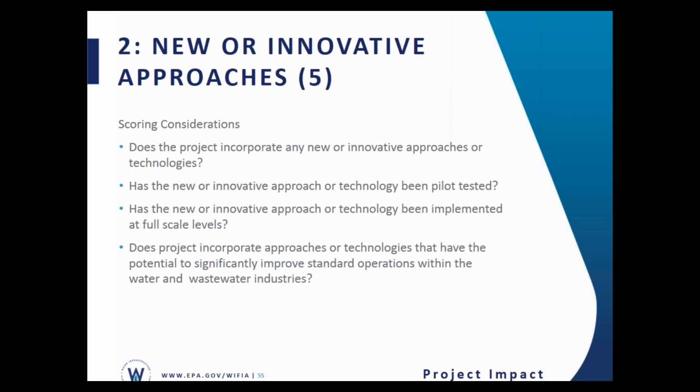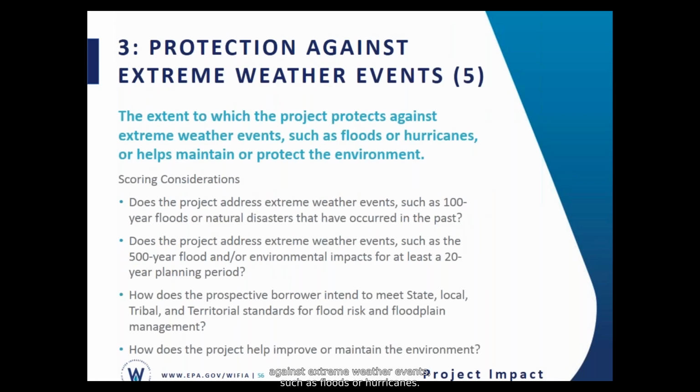The next selection criteria has two parts. The first part is the extent to which the project protects against extreme weather events, such as floods or hurricanes. And the second part is the extent to which it helps to maintain or protect the environment. To explain how your project relates to these, please provide the following information to us. Can you answer these types of questions? Does the project address extreme weather events that have occurred in the past? Or does the project address things that you expect to occur in the next 20 years? How will you meet state and federal standards for flood risk or floodplain management? And more broadly, how does the project help improve or maintain the environment?